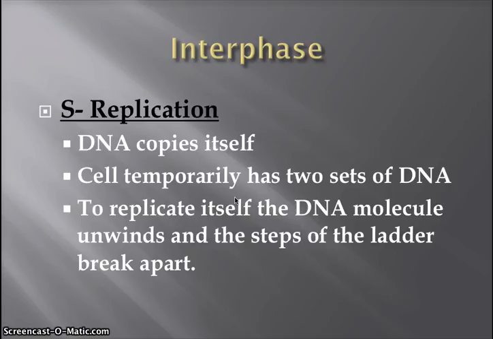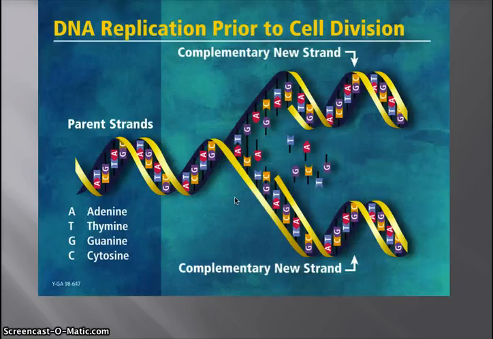In the second stage of interphase, replication, the DNA will actually replicate or copy itself. The cell will then temporarily have 2 sets of DNA. To replicate itself, the DNA molecule must unwind and the steps of the ladder must break apart. So you can see in this diagram, right here is the typical double helix structure of the DNA. And during replication, this ladder would have to unwind and actually separate itself, which is what's happening here. And you end up with 2 strands of DNA. And that's what would happen in replication.